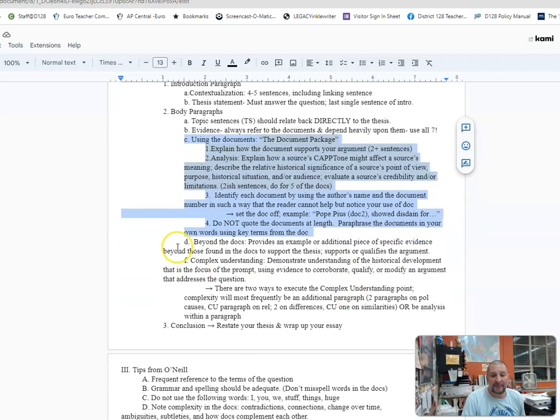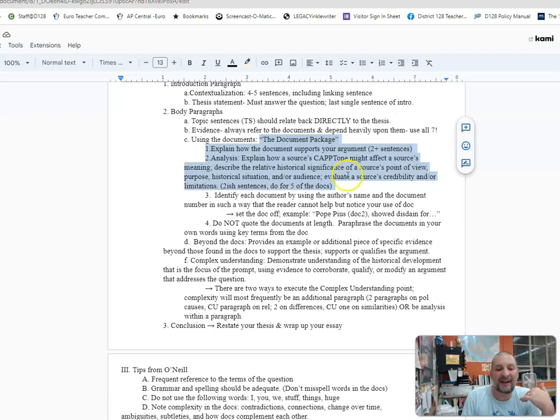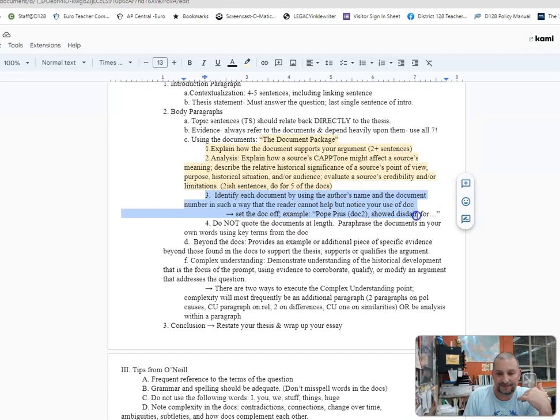Now, also in your body paragraph is beyond the docs. Beyond the docs provides an additional example or piece of evidence that supports your argument. It must go into one of your paragraphs. It must be a similar size to a document package, so we're talking 4 or 5 sentences here, and it has to support your argument. It has to build on your argument, and it's just not something that was in the documents.